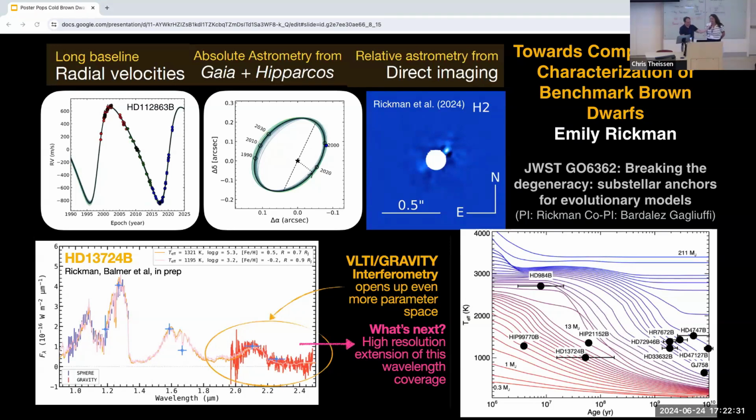Hi everyone, I'm Emily Rickman, astronomer at Space Telescope Science Institute. This is basically a general plug for caring about benchmark brown dwarfs. What am I talking about? Brown dwarfs for which we have dynamically constrained masses, so we're not relying on models. That looks like combining radial velocities with astrometry and imaging. I have a whole bunch of these, so check out my paper or come chat with me. But we can also get spectra of these objects, and we're doing this with GRAVITY interferometry. But come Cycle 3, JWST, myself and Daniella here are going to be leading a program where we're going to be looking at 10 benchmark brown dwarfs. So yeah, come chat to me about it.